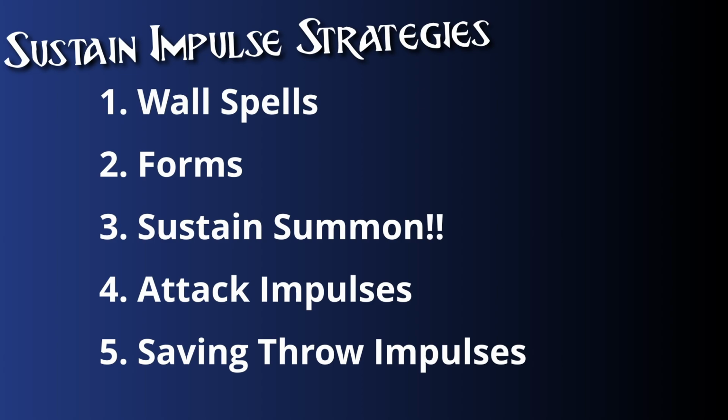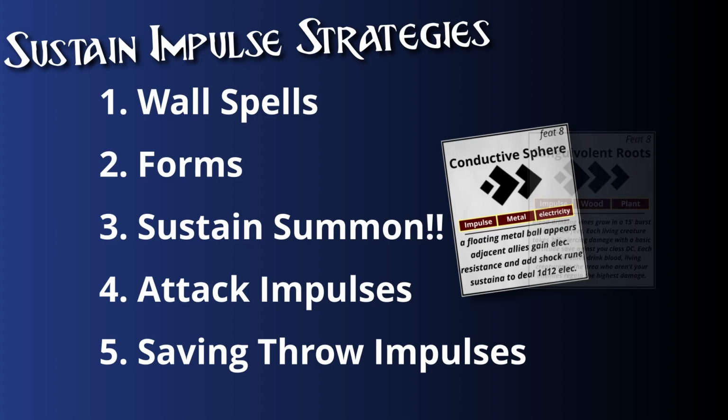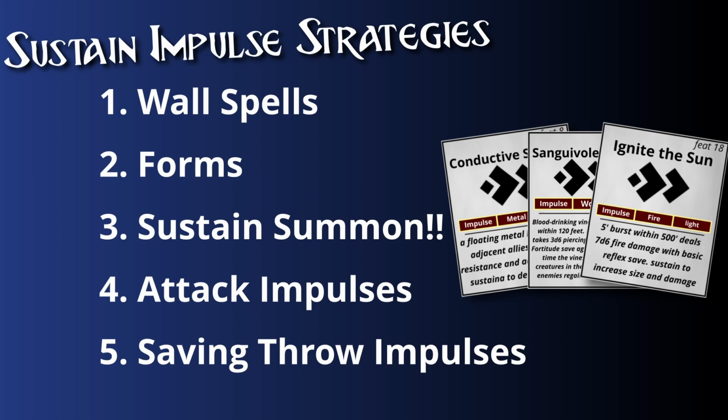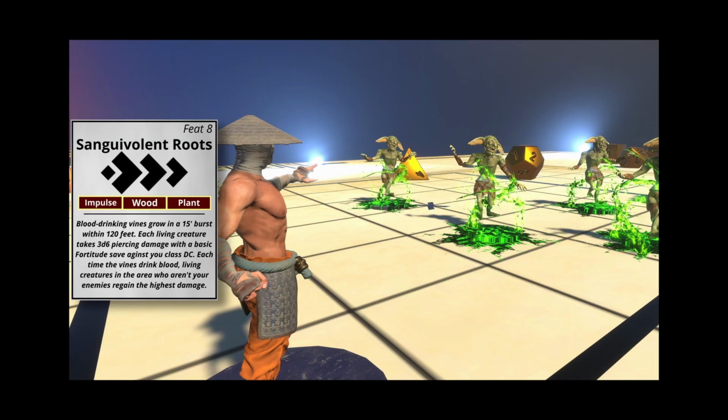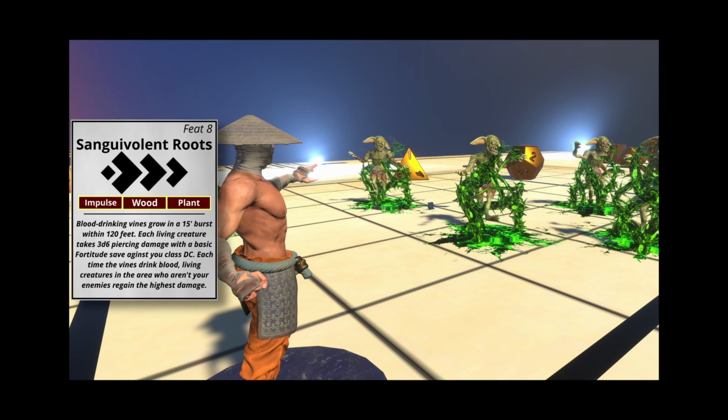Well, these are the 3 I like: Conductive Sphere, Sanguivolent Roots, and Ignite the Sun. Though Ignite the Sun is a pretty high level. My favorite there is Sanguivolent Roots. Maybe a reason to fork the path at level 13 and add wood to your kineticist and sustain this action every round, dealing a small amount of damage in a burst and getting a little heal along with it. And it's kind of a fun effect. I don't know. That could be fun.